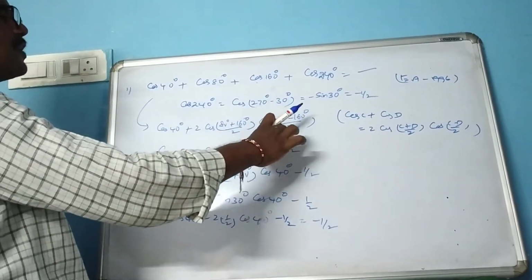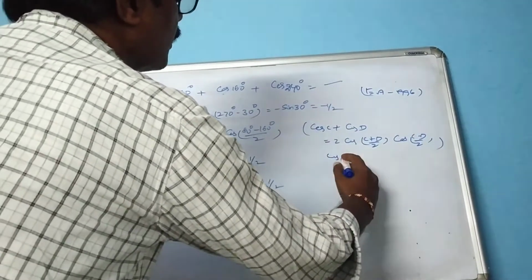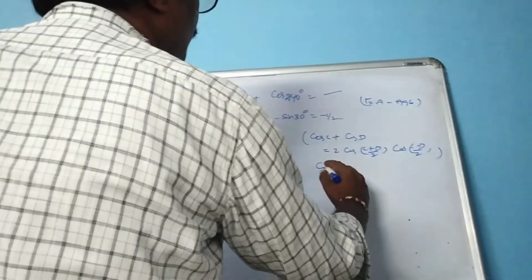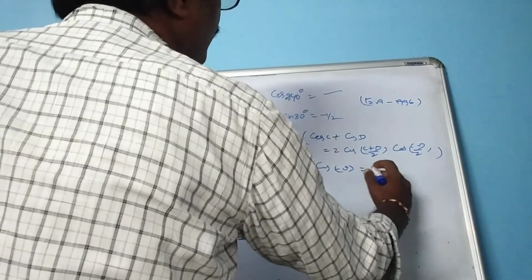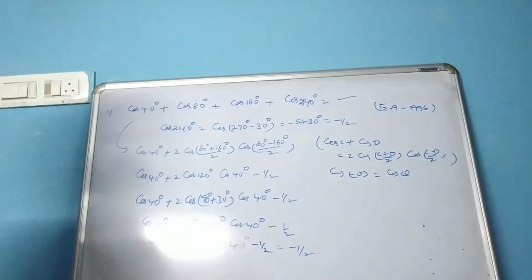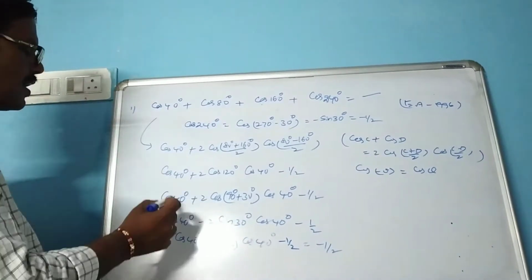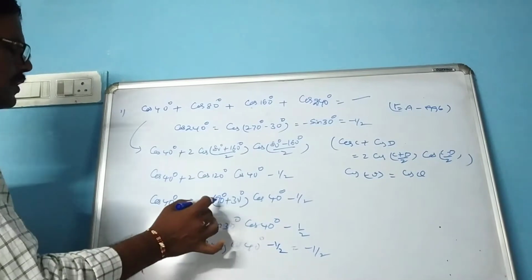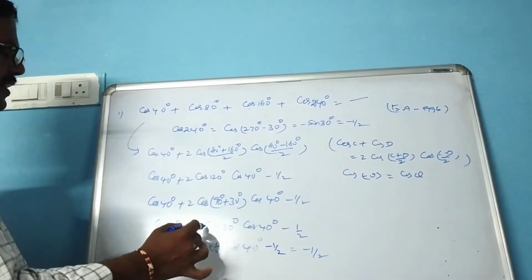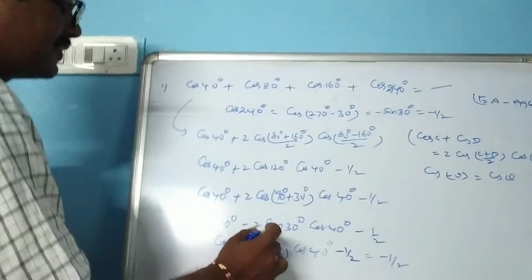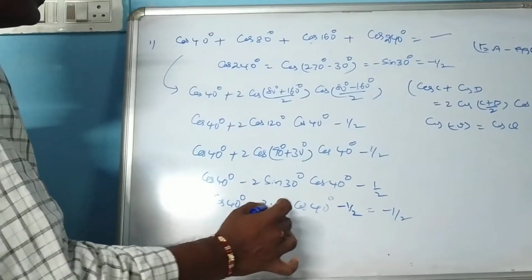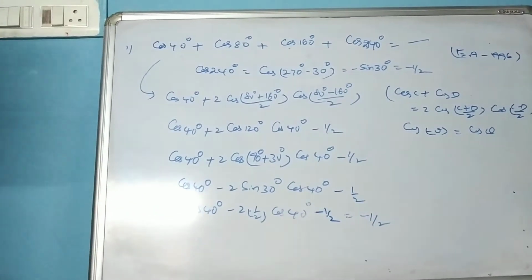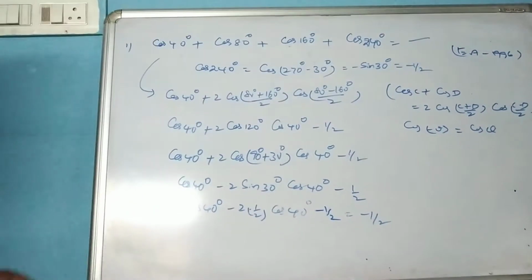That means cos of minus theta is equal to cos theta. That's why this is cos 80. You see cos 40. This is minus 1 by 2. 2 cos 120 means cos (90 plus 30). This is minus sin 30, which means minus 1 by 2. These two will get cancelled. This value is minus 1 by 2. This value is minus 1 by 2.